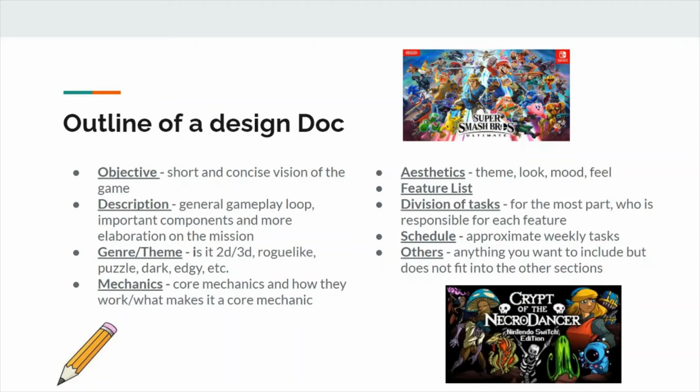The genre and theme. This is whether your game is a 2D or 3D or 2.5D, if you want to go that way. The genre, as we all know, whether it's a roguelike, a puzzler, first-person shooter. And then the theme. Is it light and fluffy? Is it dark and edgy? What kind of emotions do you want to invoke from the person when they see your game? How do you want it?